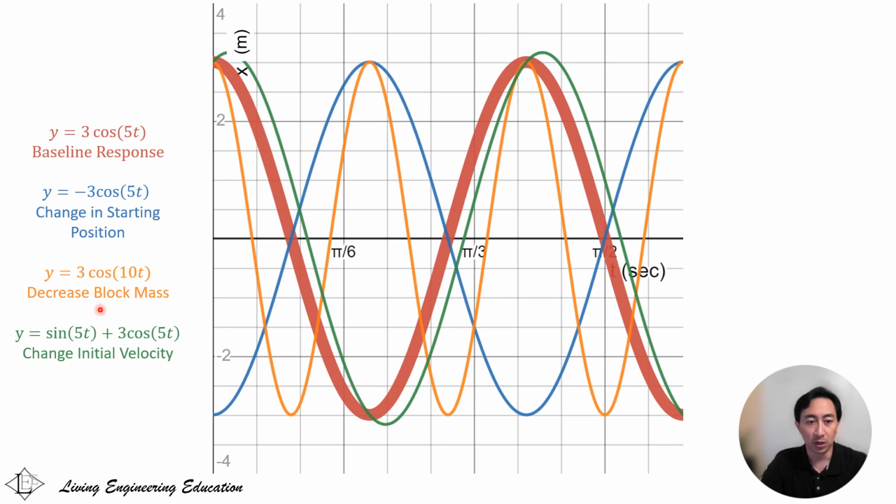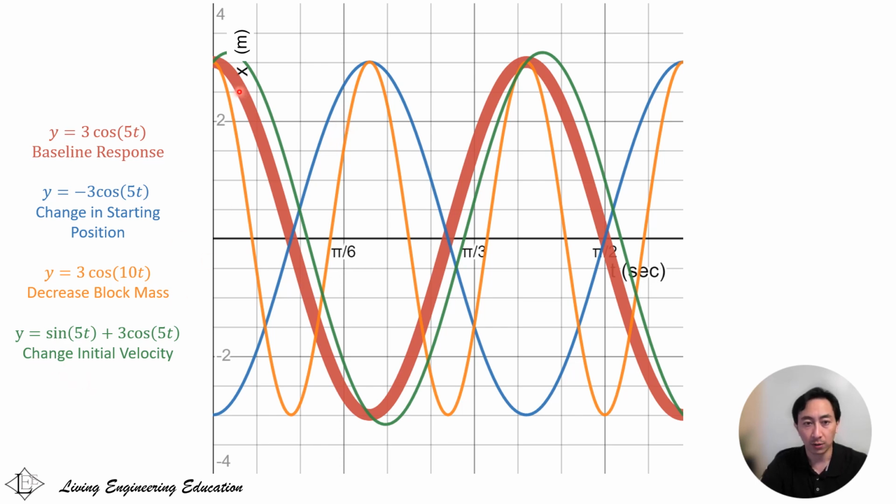In orange, we changed the frequency of the system by changing the block mass, so the omega term changed. You can see we start at the same starting point as the baseline shown in red, but I have an extra cycle for every cycle that this red curve is showing, because we go from omega of 5 to omega of 10. So the period is cut in half, right? Frequency is doubled. That's reflected here too.